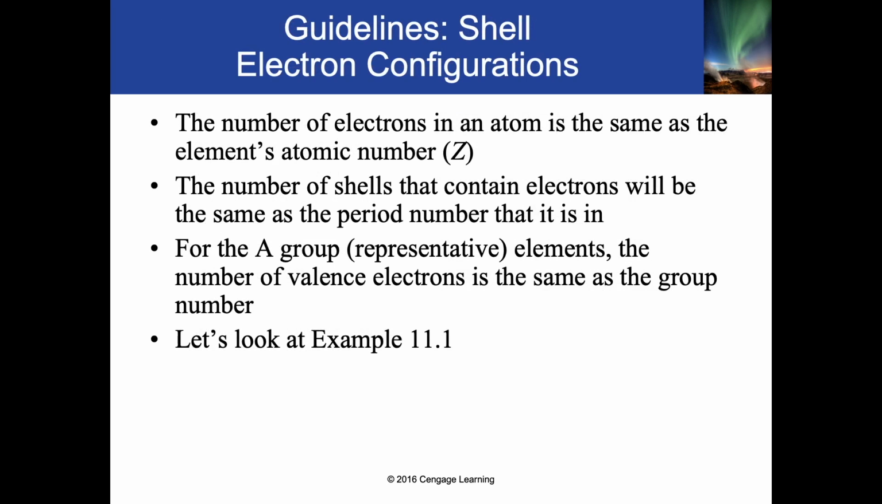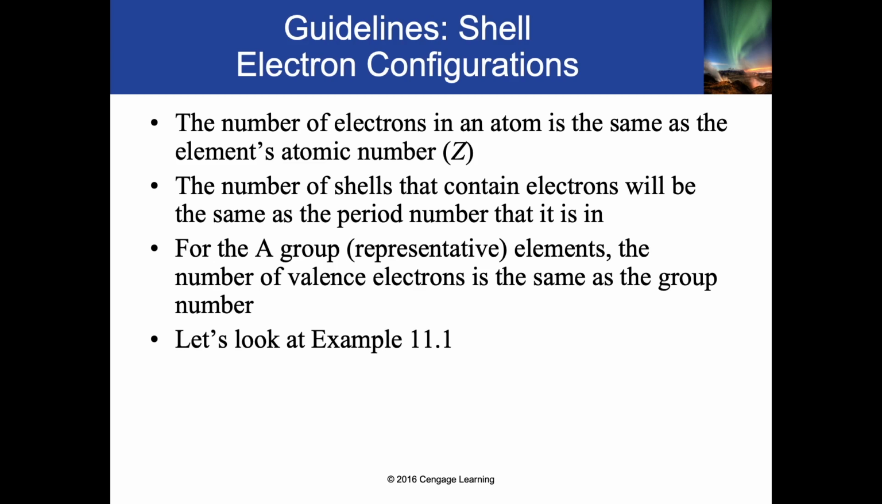Guidelines for shell configurations. The number of electrons in an atom is the same as the element's atomic number, right? So the thing that everybody gets confused with is valence electrons and then total number of electrons. So I'll give you an example here. If you look at, for example, oxygen, its atomic number is 8, right? Does it say 8? Yeah, that does say 8. So its atomic number is 8, so it has 8 total electrons.